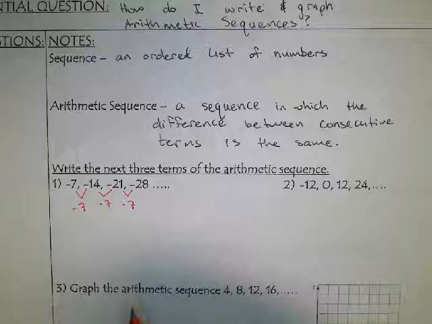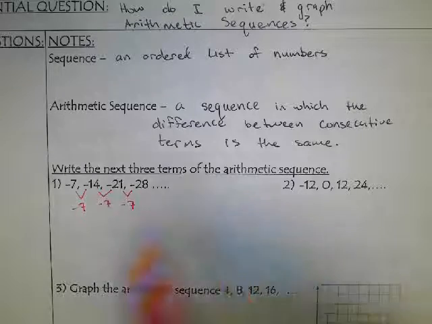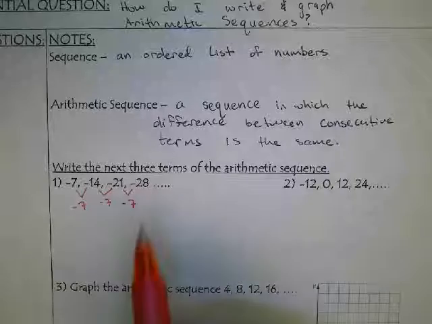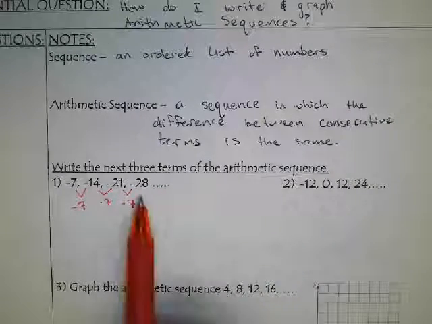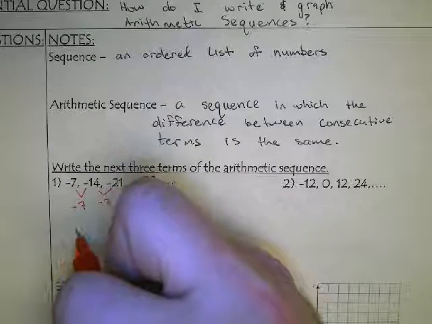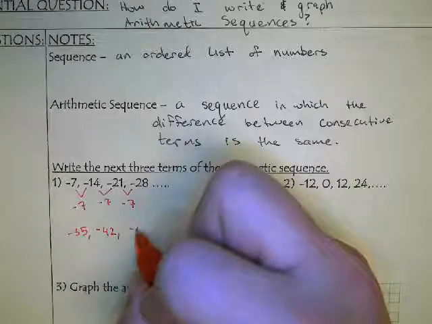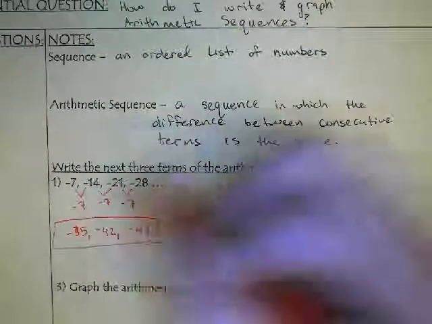A common difference can also be a positive number, say I'm adding the same number every time. So we're either adding or subtracting from one term to the next. If I want to write the next three terms, I'm just subtracting 7 every time. So -28 would then be -35, -42, and then -49. And there are my next three terms.